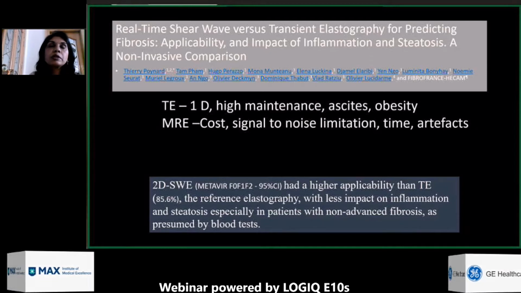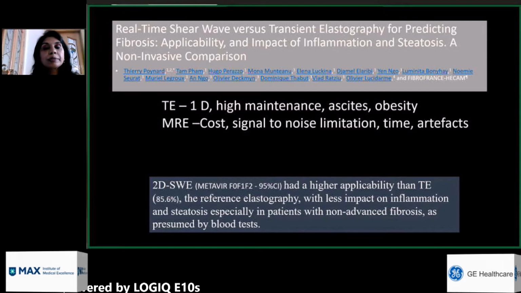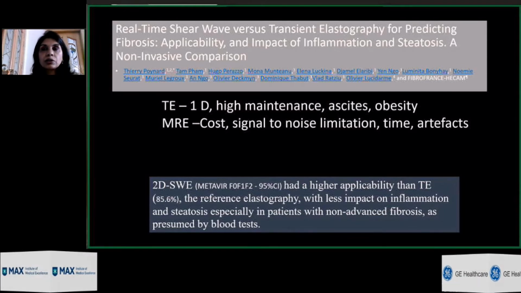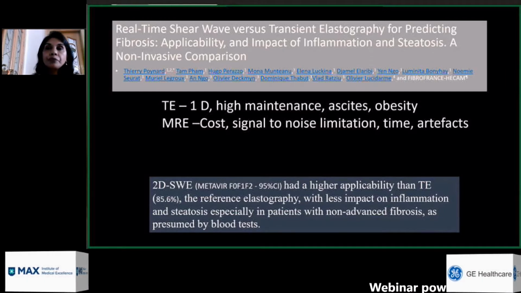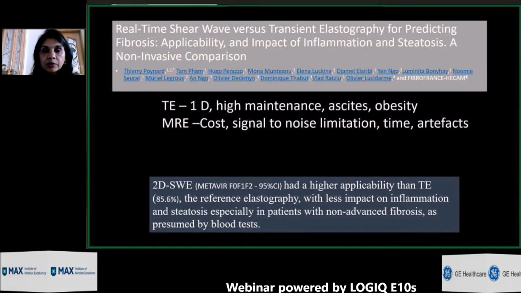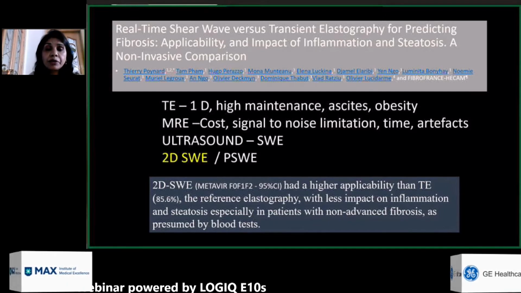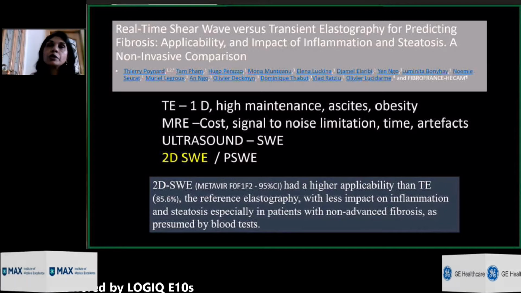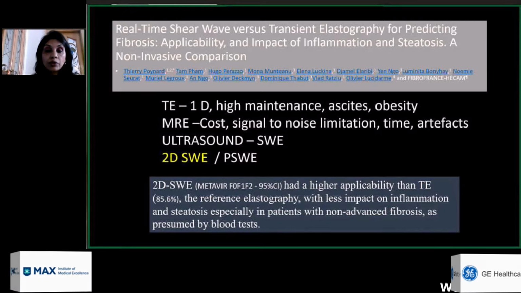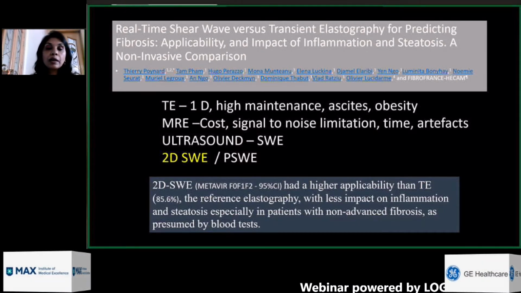The second, of course, is magnetic resonance elastography: the cost, signal-to-noise limitation, time, artifacts. These all go somehow against it, even though it gives a very high quality of response when it comes to fibrosis. But these are the limitations that MRE does suffer, and that is when ultrasound-based liver elastography was brought in, also called shear wave elastography, and earlier, of course, very commonly referenced as RFE.